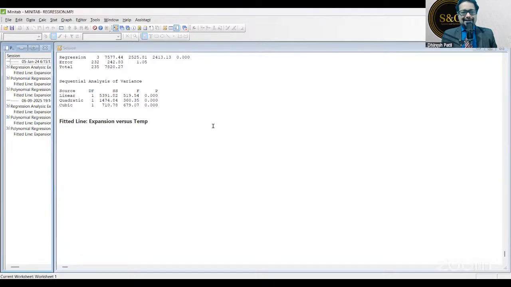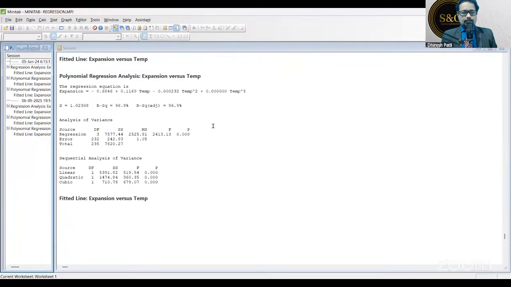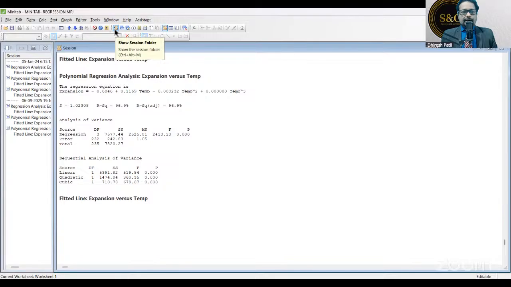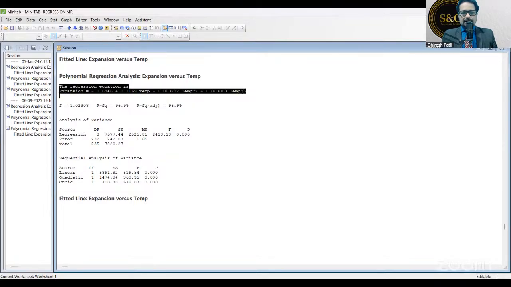If you go to statistics here, we are getting the same table, same equation. How do we go to statistics? Here, if you see, the short form is Control Alt M, or you can just click on this session folder icon. If you click on that, you will get to this. So what is here? You have this entire equation which is already there over there.